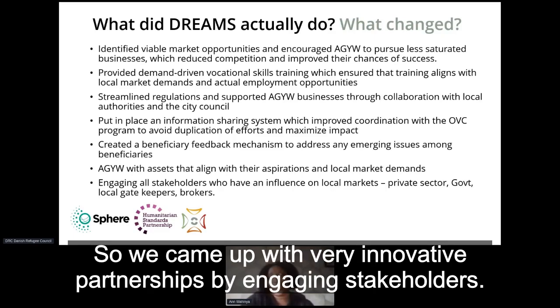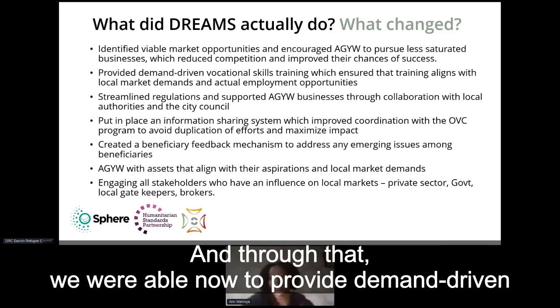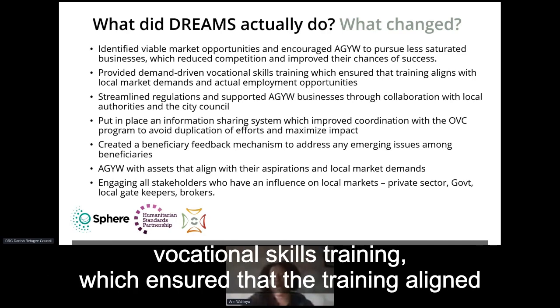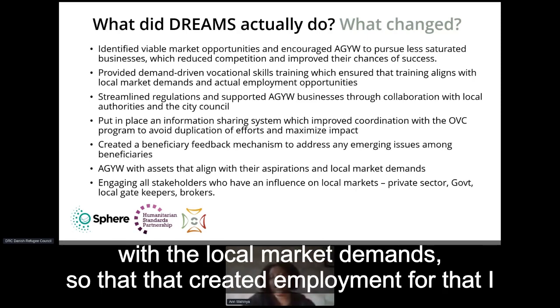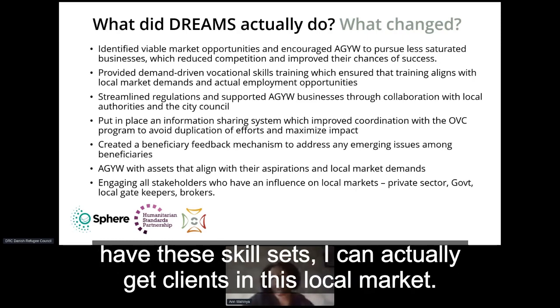So we came up with very innovative partnerships by engaging stakeholders. And through that, we were able now to provide demand-driven vocational skills training, which ensured that the training aligned with the local market demands. So that created employment. I have these skill sets, I can actually get clients in this local market.